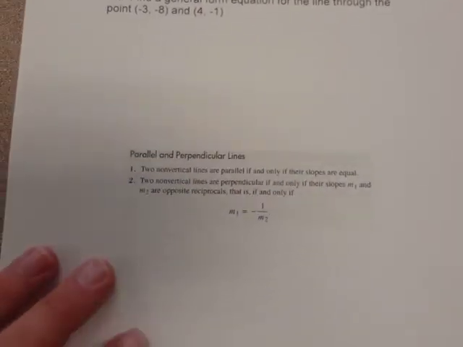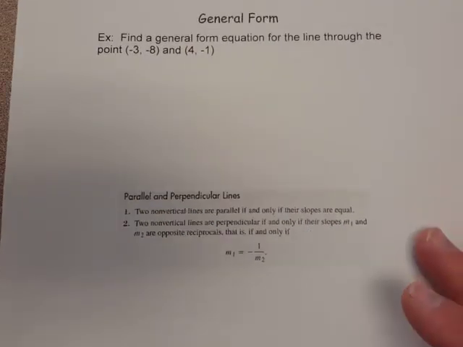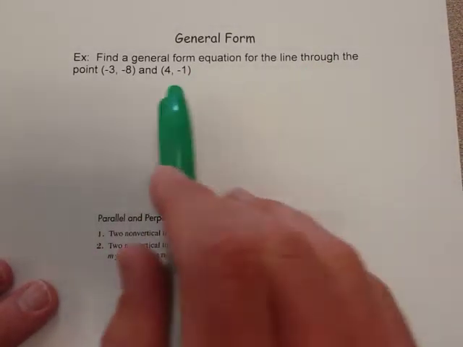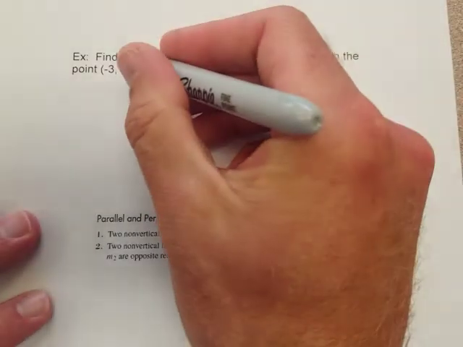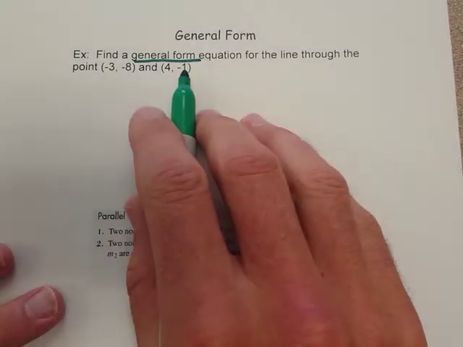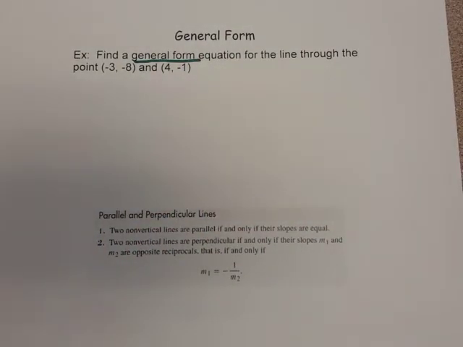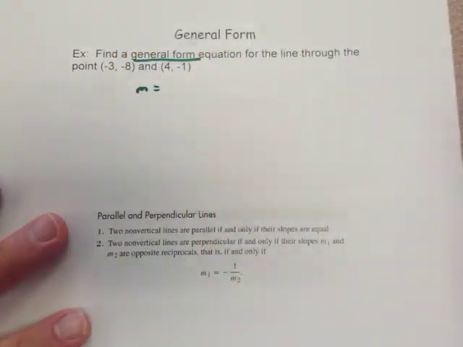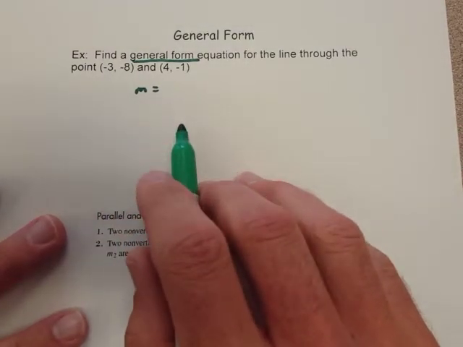So here it is. General form is, again, the last step in a problem. I have 2 points. We want to find the general form equation for a line through the points (-3, 8) and (4, -1). As I mentioned before, we always start with slope. So let's find out what the slope is. m equals, and we do y2 minus y1 over x2 minus x1.